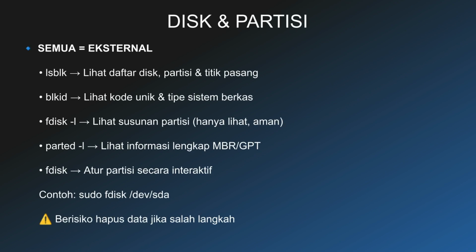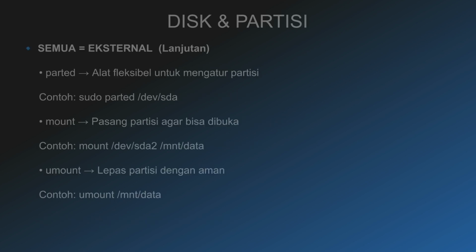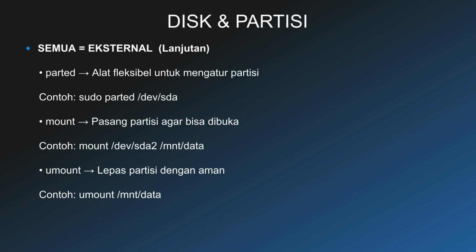When dealing with disks and partitions, commands like lsblk, blkid, fdisk, and parted help you view information. Fdisk allows you to modify partitions interactively. Proceed with caution, as errors can lead to data loss. For more advanced disk tasks, parted provides flexible partition management. The mount command is used to make a partition accessible, while umount safely detaches it. Always ensure you are working on the correct drive.